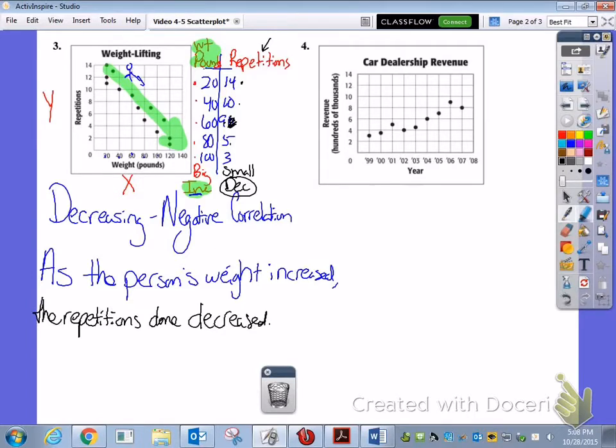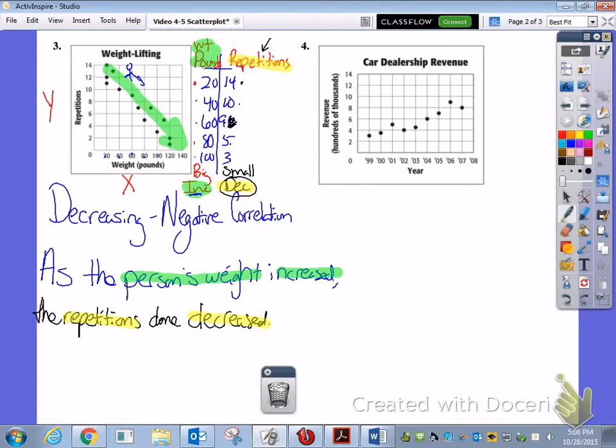And remember, I just take the first column, weight increased. The X is always first, and then the Y is second, okay? And so you just take the label and tell me what it did.